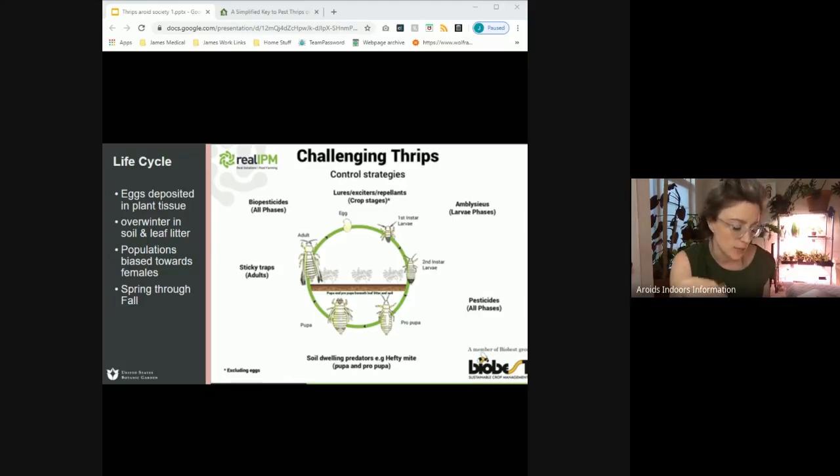Are systemics effective against thrips? You tend to mix systemics into soil, but is there a product that could be used in a soilless medium like LECA?